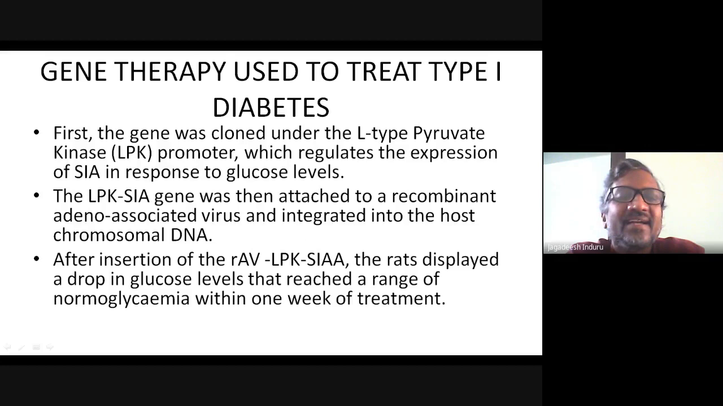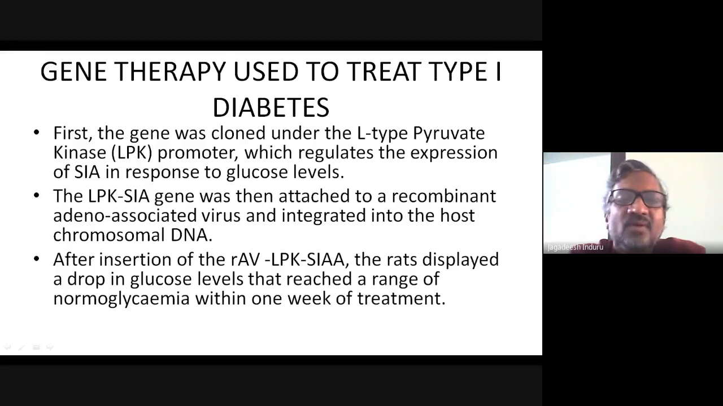It is integrated into the host chromosomal DNA. We have already seen there are different types of viral vectors: herpes simplex, adenovirus, adeno-associated virus, and retrovirus. In this particular case, the LPK-SIA gene is attached to the recombinant vector, which is specially made for our targeted gene transfer and integrated into the genomic cell. The gene expression is done by modification outside, using the vector and introducing it into the host DNA.